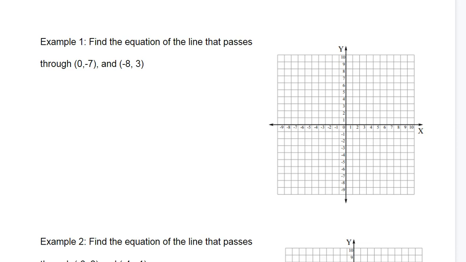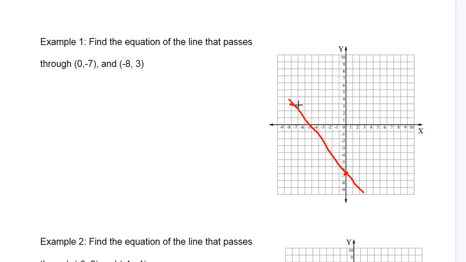Let's take a look at our first example. First, we want to find the equation of the line that passes through (0, -7) and (-8, 3). I'm going to start off by plotting these two points. First I have (0, -7), going to be right down here. And then I have (-8, 3): 1, 2, 3. Okay. And so I've got this line right here.